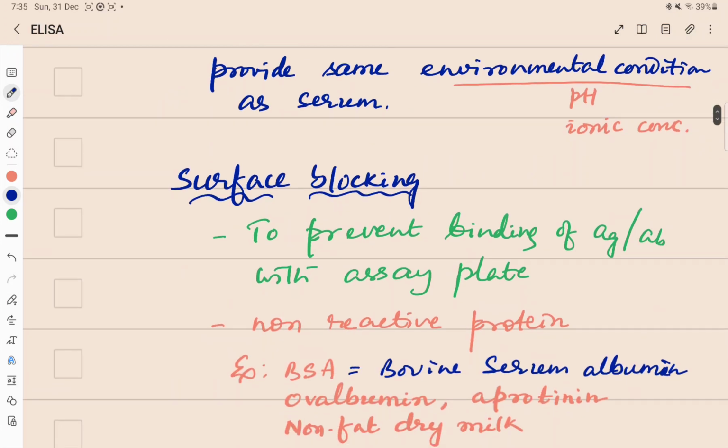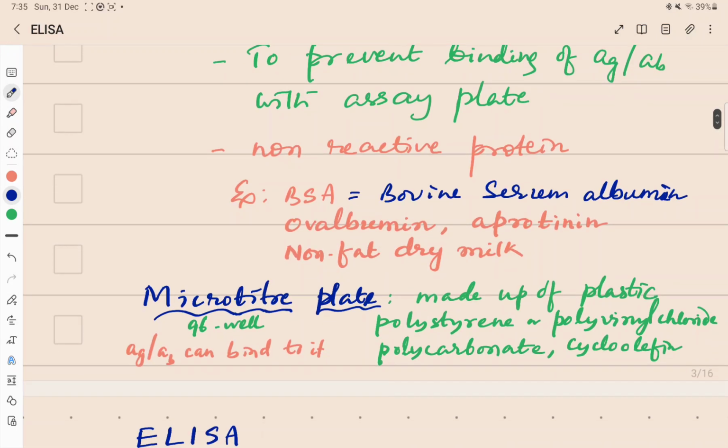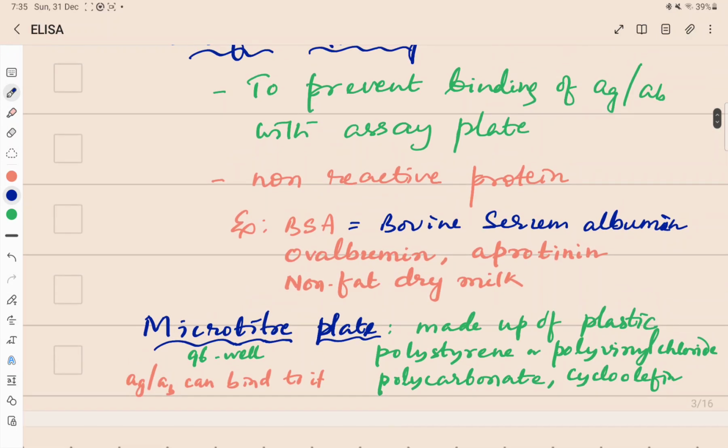Then we use here a microtiter plate with wells. Usually a 96-well microtiter plate is used. It can have more than that also, even 384-well microtiter plates are there. The antigen or antibody can directly bind to this type of plate because this plate is made up of plastic material: polystyrene, polyvinyl chloride, polycarbonate, cycloolefin. So these are the materials which are used to prepare this microtiter plate.